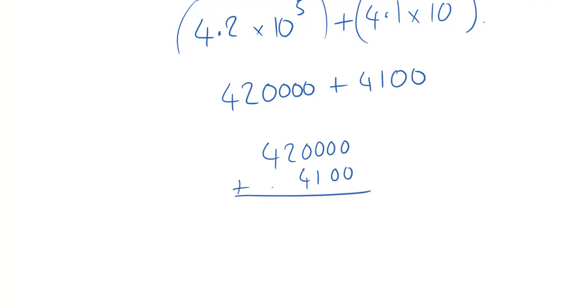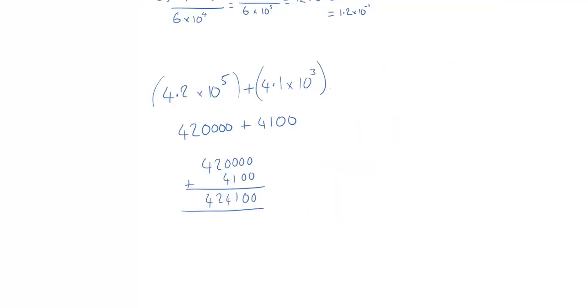So what's my answer when I add them? Well, it's going to be 424,100. There we go. It's just a question of converting them to regular numbers and then doing an addition or subtraction in the regular way.